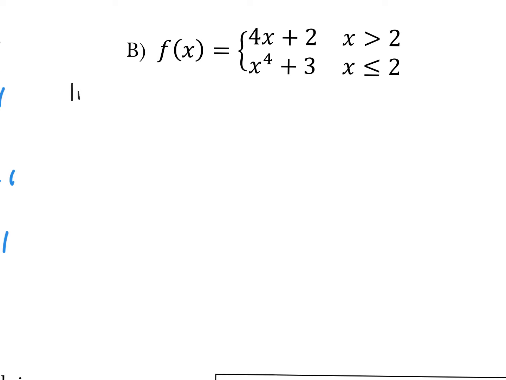You need the limit as x approaches something. In this case, I'm going to use 2, because that's where there's potential for discontinuity. You need the limit as x approaches 2 of f of x to equal f of 2. So we need to essentially show this is true. That's our goal.